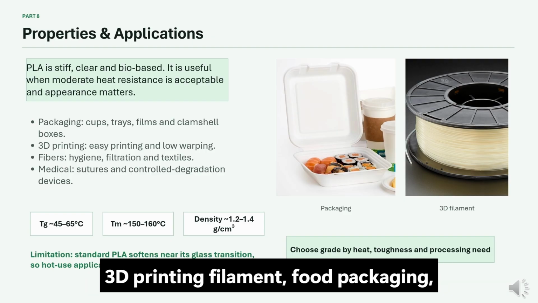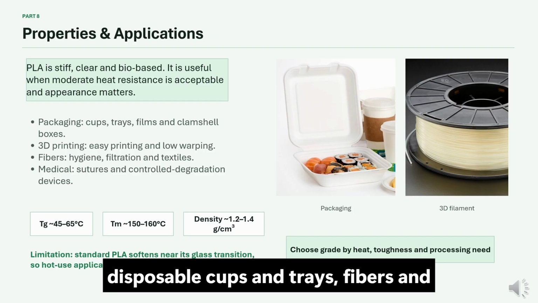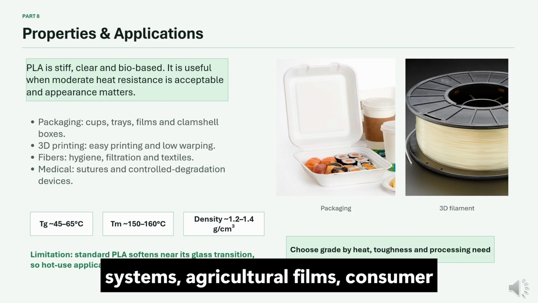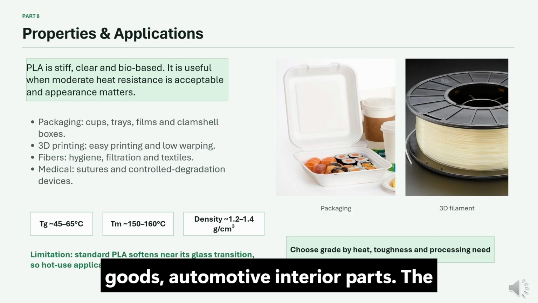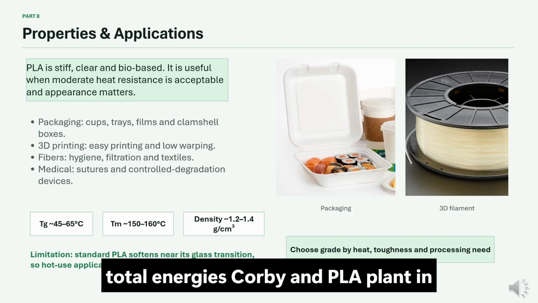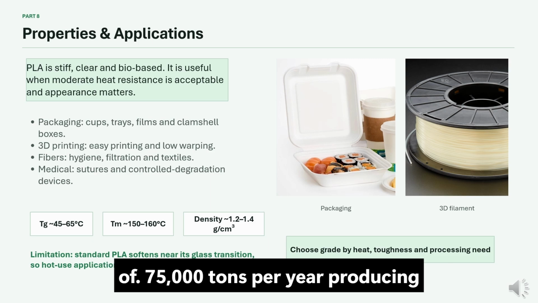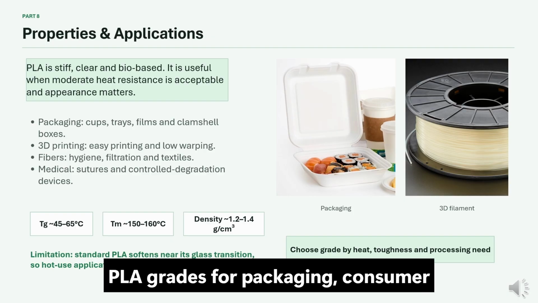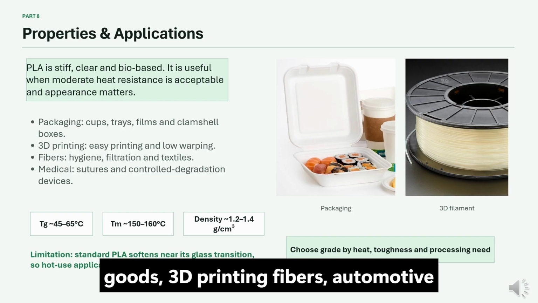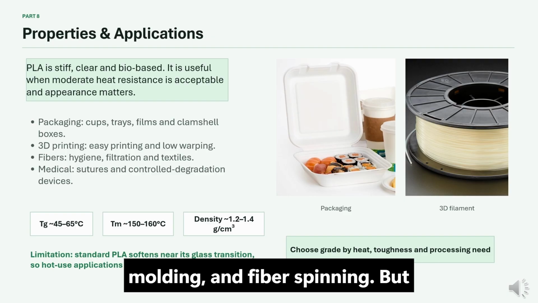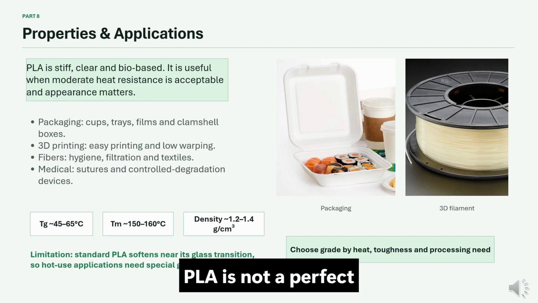It can be used for 3D printing filament, food packaging, disposable cups and trays, fibers and non-wovens, medical sutures, drug delivery systems, agricultural films, consumer goods, and automotive interior parts. The TotalEnergies Corbion PLA plant in Rayong, Thailand, started with a capacity of 75,000 tons per year, producing PLA grades for packaging, consumer goods, 3D printing, fibers, automotive, extrusion, thermoforming, injection molding, and fiber spinning.